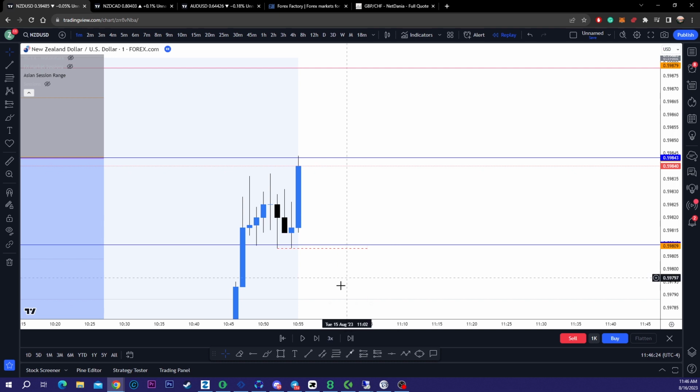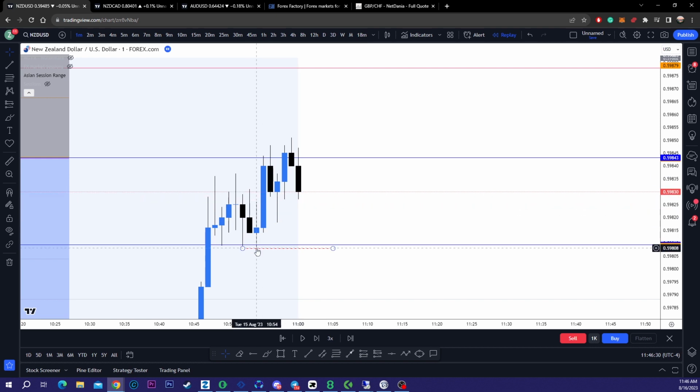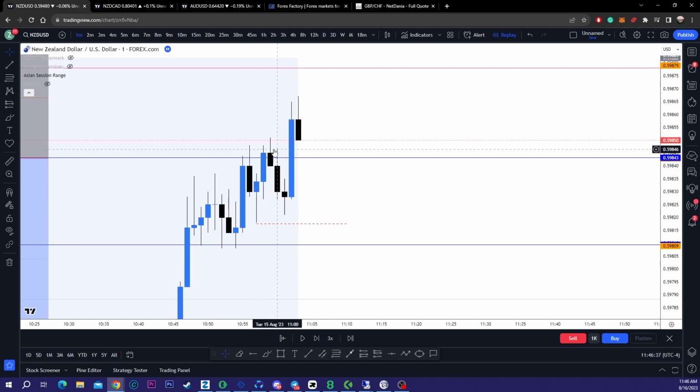And I'm going to go ahead and slow it down for you guys just a little bit. As the market is doing this, you can see we don't break the low. We don't break the low. We create a new high. So we need this low to break now. We don't break that low. We create a new high. We need this low to break.